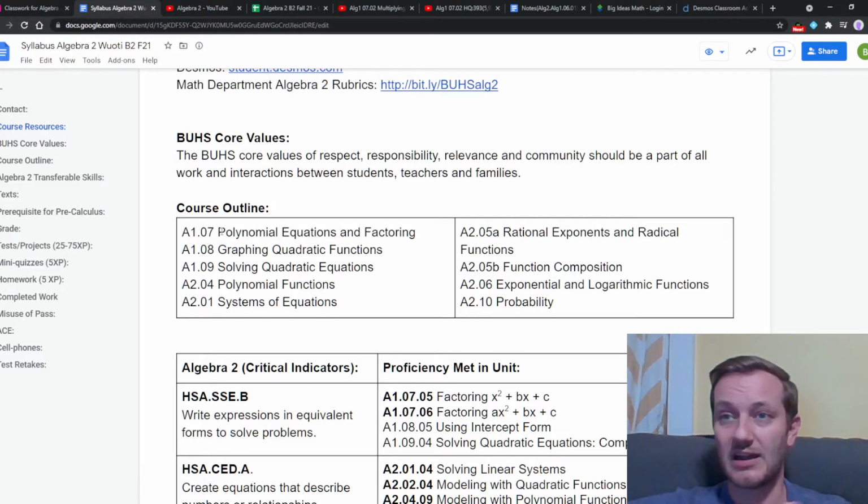text. And so we're going to be talking about polynomials and graphing quadratics, also known as parabolas, systems of equations you've already seen some of, hopefully, in Algebra 1, rationals, function composition, exponential and logarithmic, possibly, and maybe even probability. But like I said, we're going to be flexible this year, see how we do.